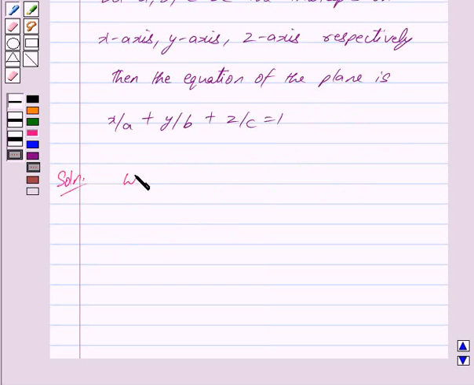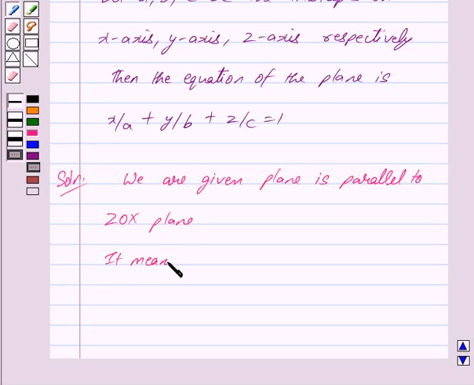Now, we are given that the plane is parallel to ZOX plane. It means that it cuts no intercept on either x-axis or z-axis.